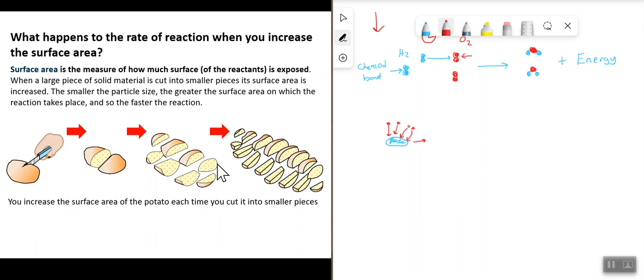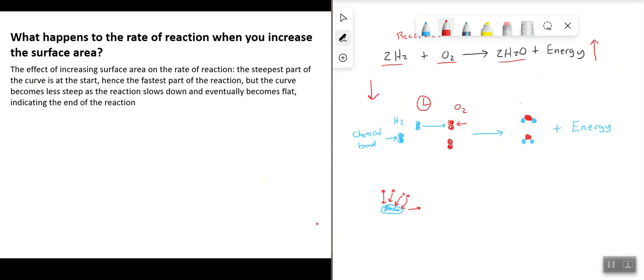So reducing the particle size and increasing the surface area increases the rate of a reaction, or how quickly the reaction happens.